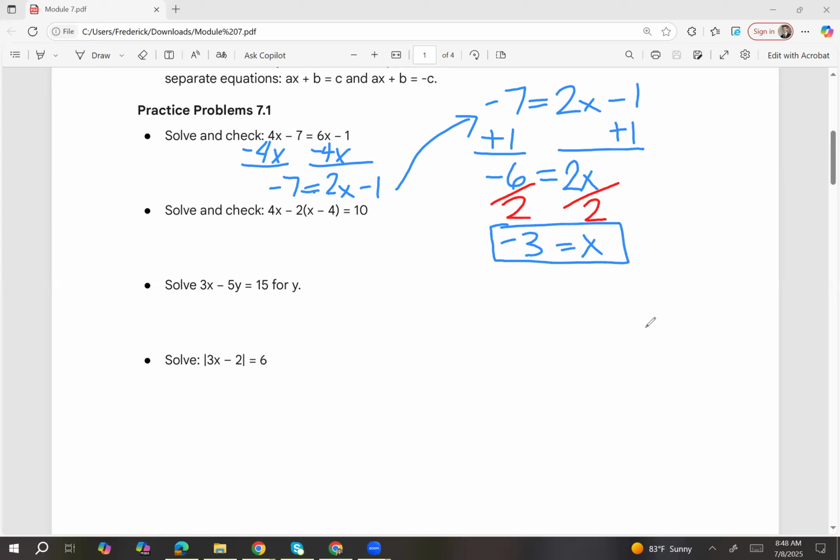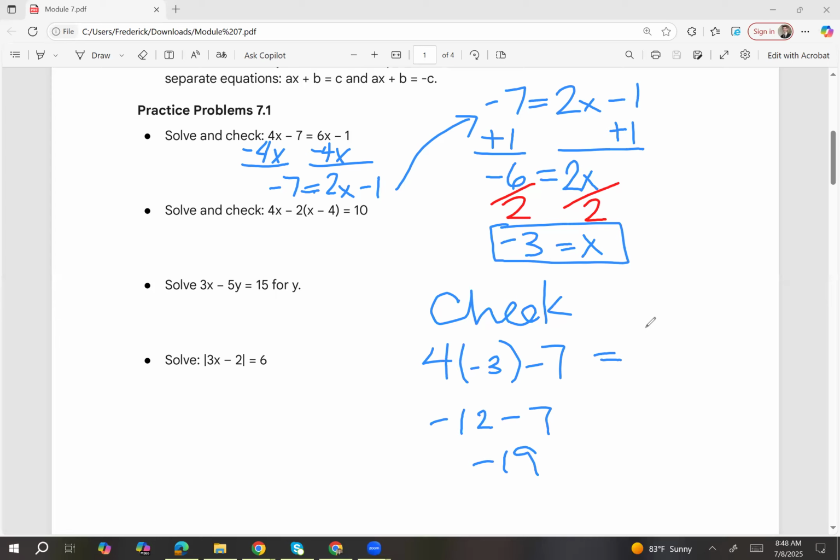And if you wanted to check that, you could plug it back into the original equation. Let's just write down a quick check. 4 times -3 minus 7. That works out to -12 minus 7, or -19. And then looking at the right-hand side, 6 times -3 minus 1. 6 times -3 is -18, minus 1. And we get -19 on that side as well. So that confirms that our answer we just got of -3 is the solution.